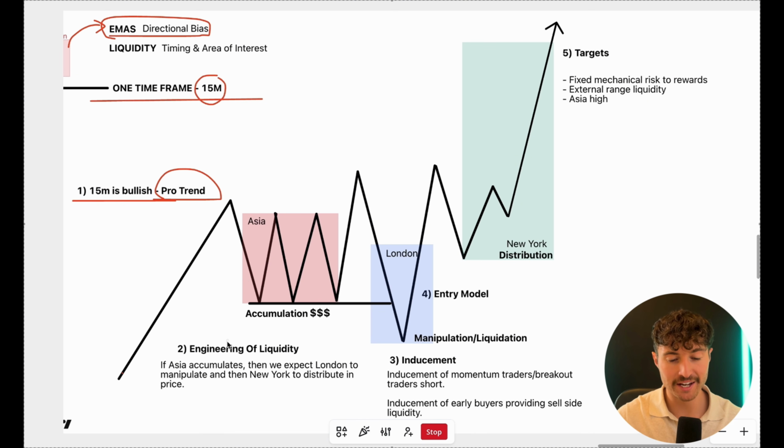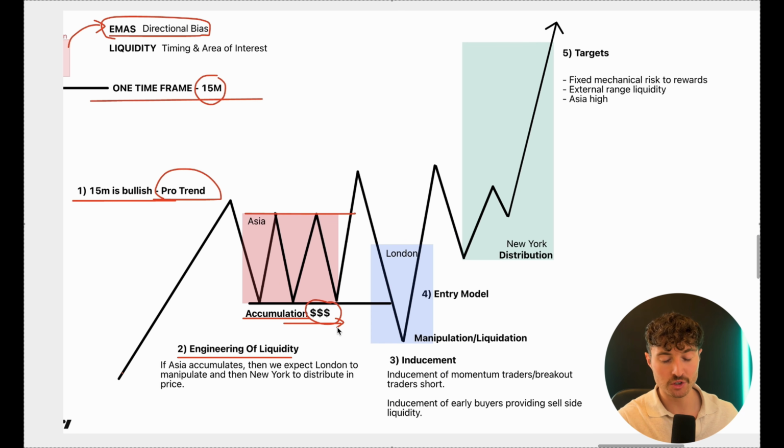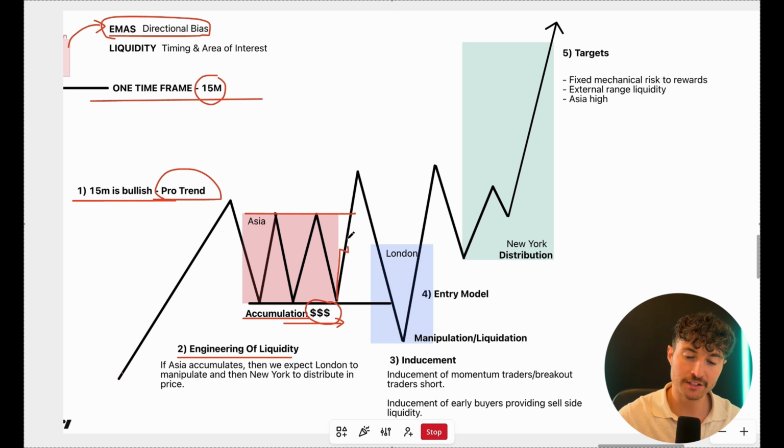Well, the base case is that Asia will accumulate in price. So the engineering of liquidity often takes place in Asia, and this is where Asia accumulates, meaning that if you're long bias, you're generating sell-side liquidity below the Asia session low that institutions can use to position themselves into the market. What you often find is the Asia high would be taken out.